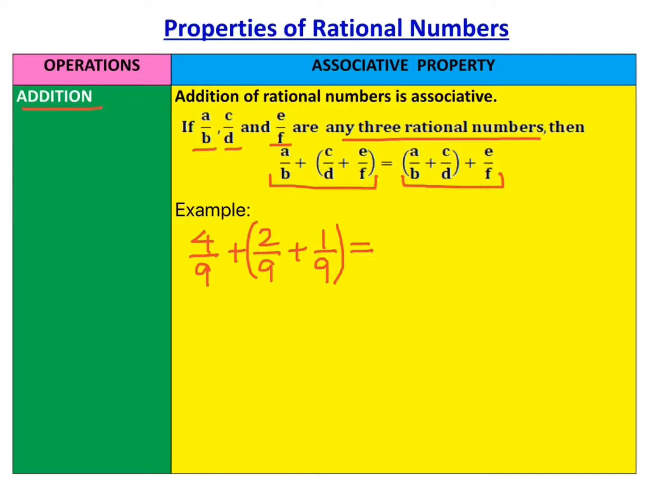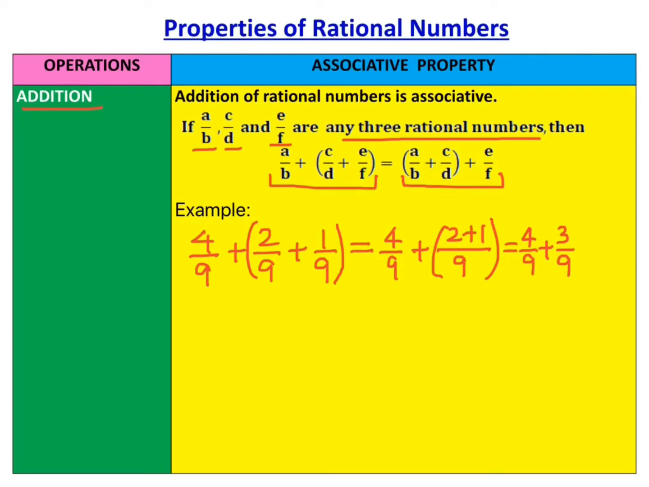first we will simplify inside the bracket. 4 by 9 plus, so inside the bracket we have the same denominators. So we'll take 9 as the common denominator and let's add the numerators. 2 plus 1. This expression is equal to 4 by 9 plus 2 plus 1 is 3 by 9.